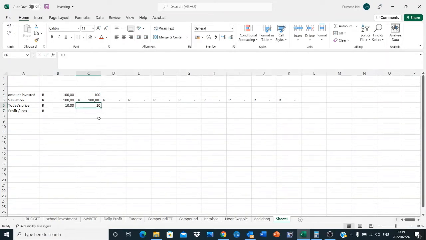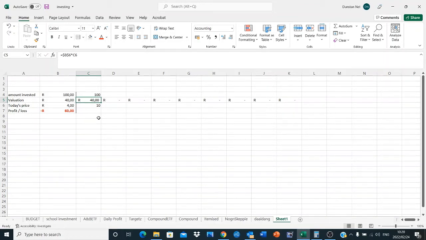Okay, so let's say, for instance, the share price drops down to 4 Rand. So I now have a loss of 60 Rand. The value that I bought was 100 Rand. My valuation currently is 40 Rand because it's 4 Rand a share at 10 shares. All right, so this is quite a big loss, but this is just to explain how this works.